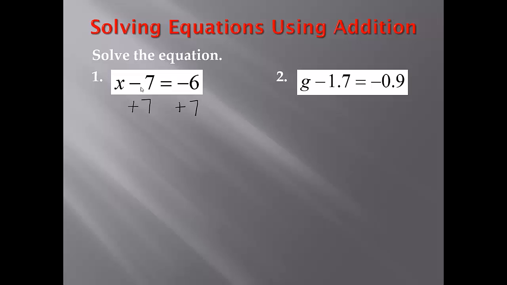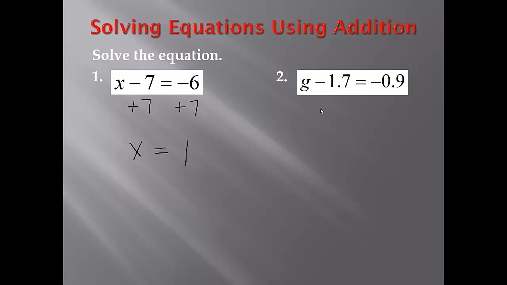If we have minus 7 plus 7, which would be the same as saying negative 7 plus 7, that would be 0. So on the left-hand side, I'm just left with x. And now on the right-hand side, we have negative 6 plus 7, and negative 6 plus 7 is 1.